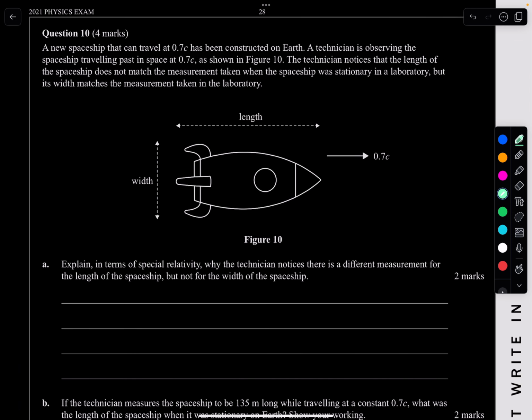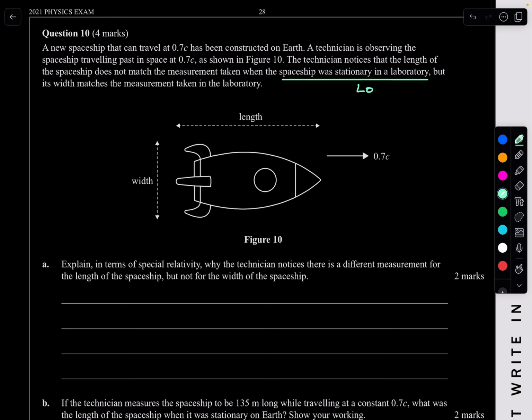Question 10. A new spaceship that can travel at 0.7 C has been constructed on Earth. A technician is observing the spaceship traveling past in space at 0.7 C, as shown in figure 10. The technician notices that the length of the spaceship does not match the measurement taken when the spaceship was stationary in a laboratory. Beautiful. So we know when the spaceship was stationary in a laboratory, it is our proper length.